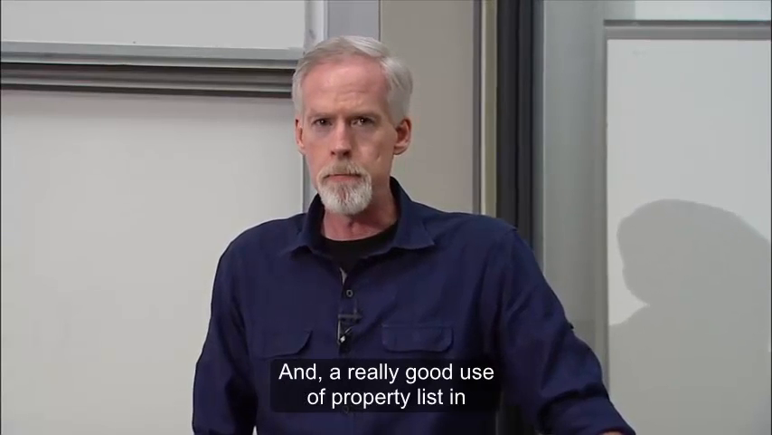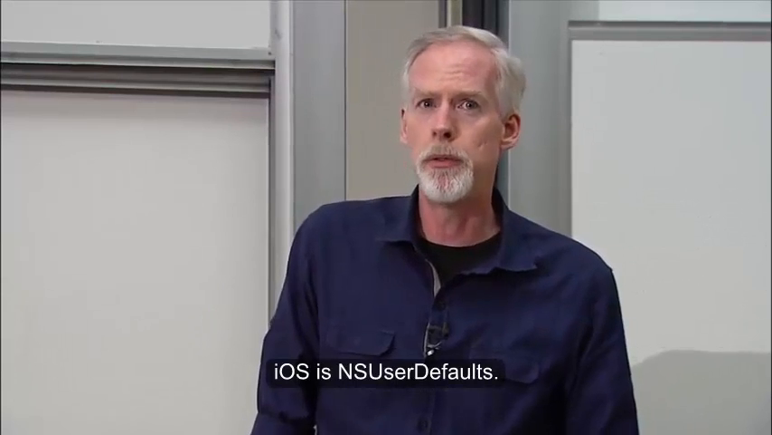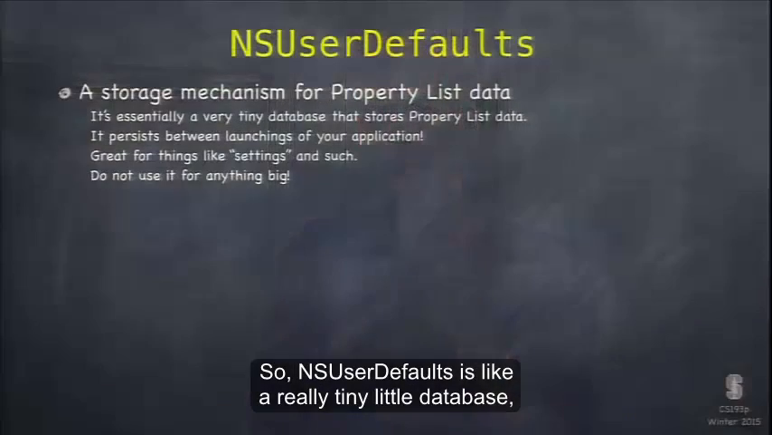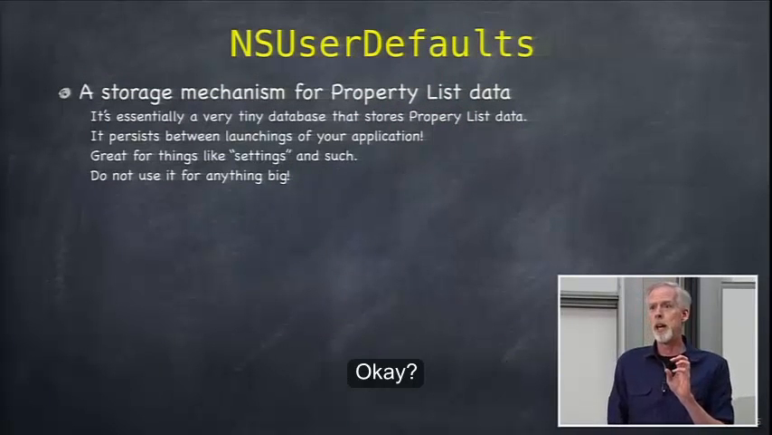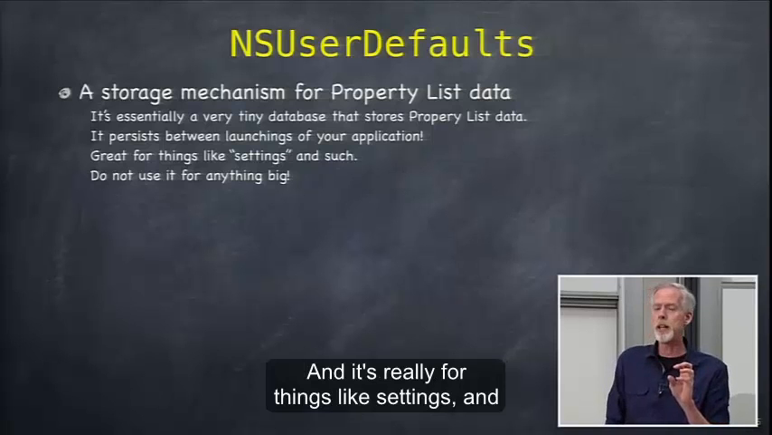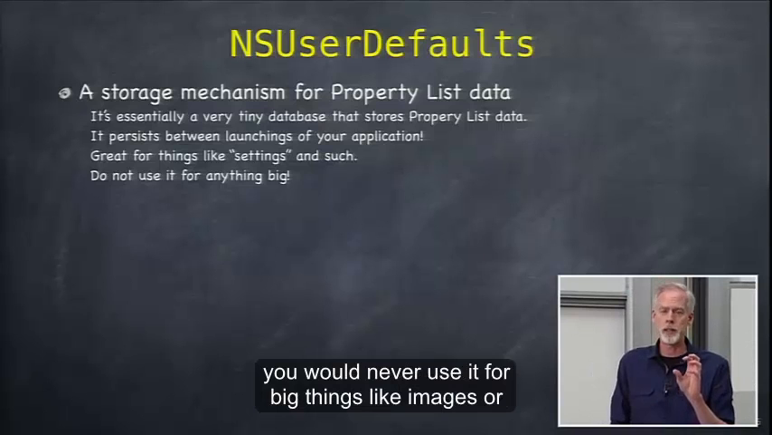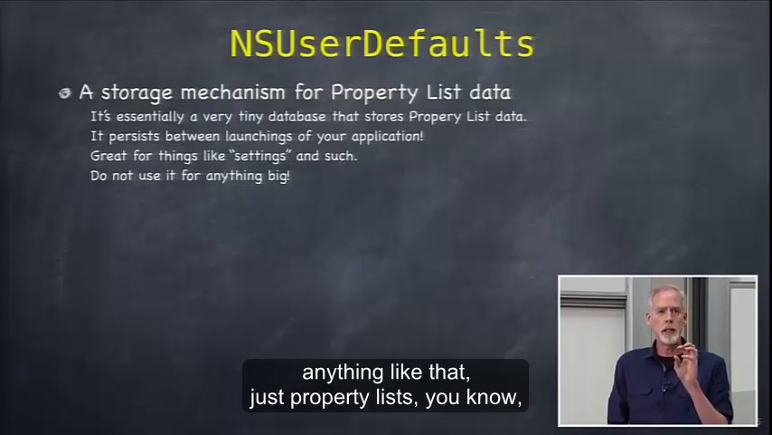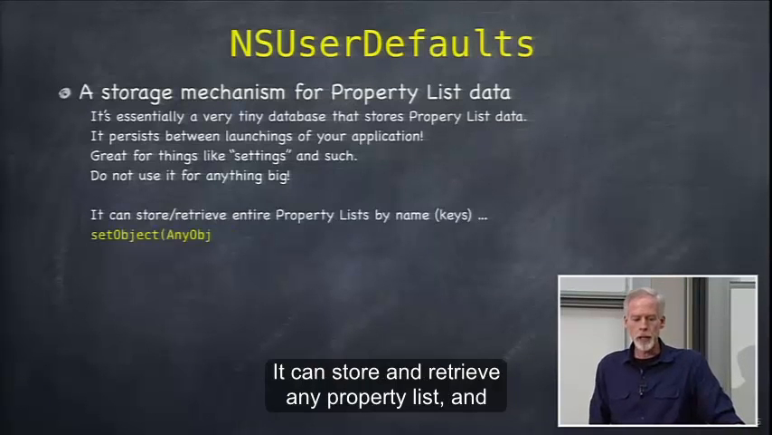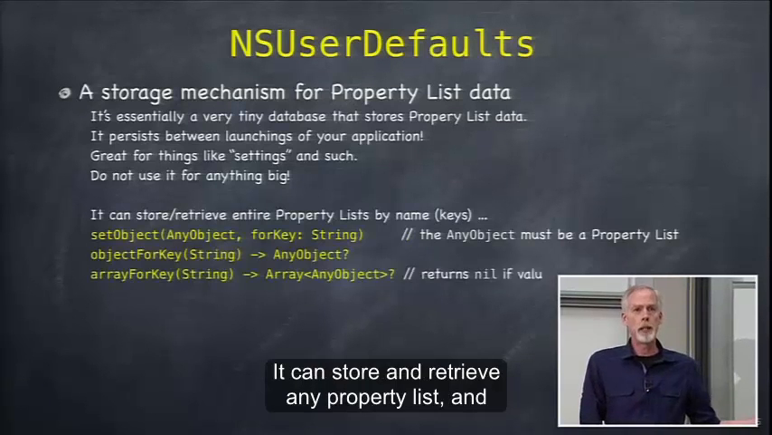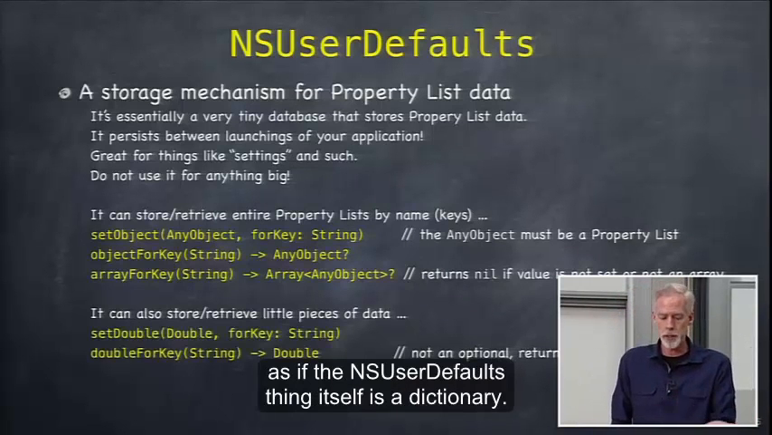And a really good use of property list in iOS is NSUserDefaults. NSUserDefaults is like a really tiny little database, and it only knows how to store property lists. It's really for things like settings and preferences. It's not high performance, so you would never use it for big things like images. Just property lists: dates and strings and doubles. It can store and retrieve any property list, and it just stores it like a dictionary, as if NSUserDefaults itself is a dictionary.